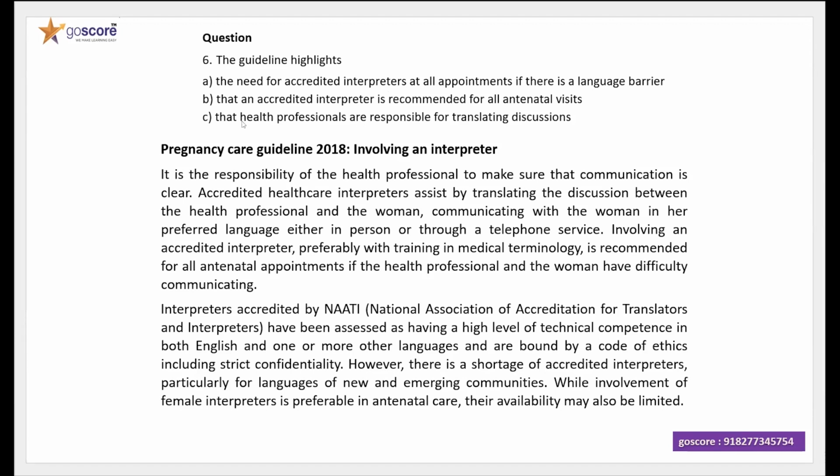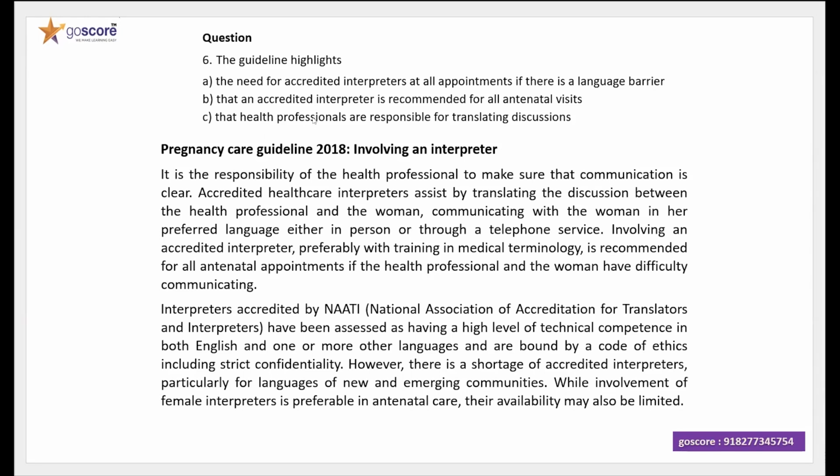So option C, that health professionals are responsible for translating discussions. The responsibility of the health professional is to translate. Others, could you please mute your microphone? Okay, fine. Option A, I need to explain once again, right? The need for accredited interpreters at all appointments if there is a language barrier. If the phrase if there is a language barrier is not there, then it is an absolute meaning. Here they have added, if there is a language barrier. That means if there is no language barrier, then there is no need for interpreters. Understood?